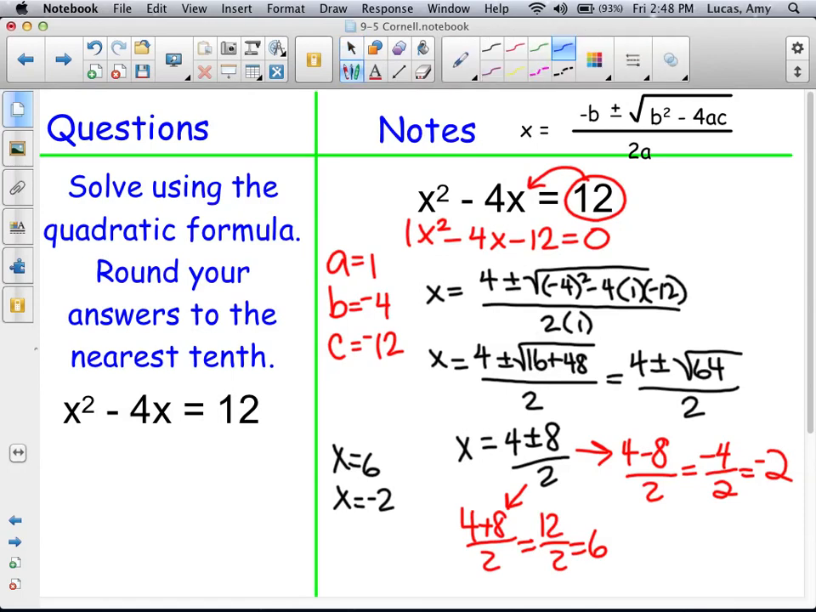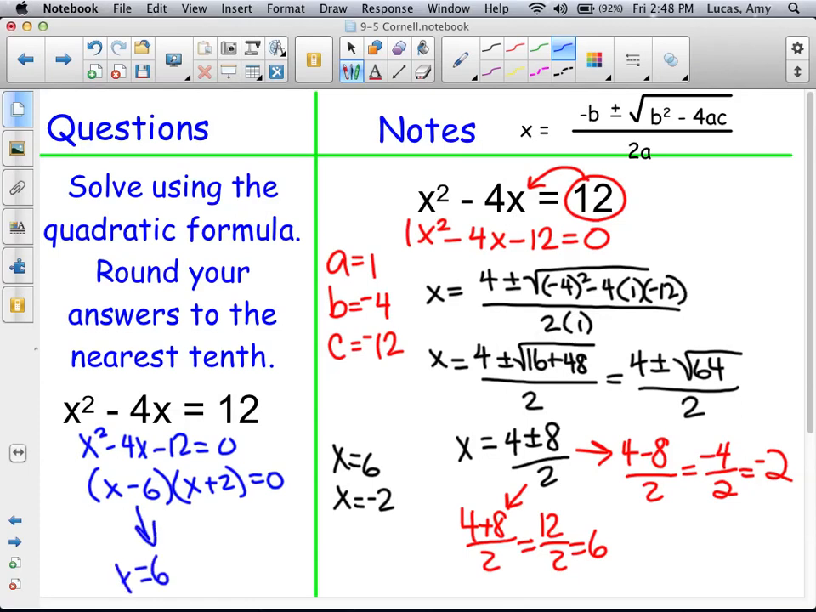If this problem was on your test, again, I think maybe you would rather factor this. Factoring this problem, we would use x minus 6 and x plus 2 equals 0. If you FOILed it, you would see that it is correct. And then our zeros would be positive 6 and negative 2. So if you're good at factoring, please remember that that's an option for your quadratics. If factoring does not work, however, the quadratic formula always does.